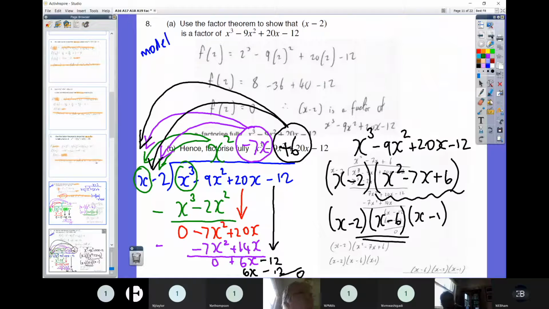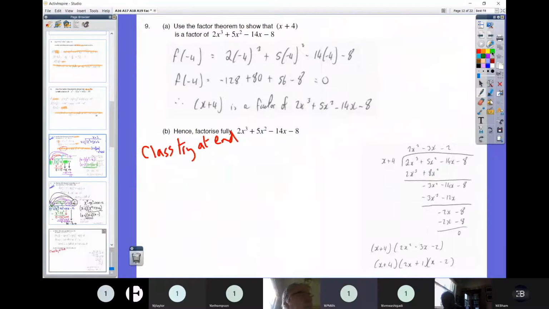Do you want to try and do 9B together? Why not? Oh, we don't have to. You can go and have some lunch if you want. No, it's okay. We can do 9B. Okay, let's just have a go at it.